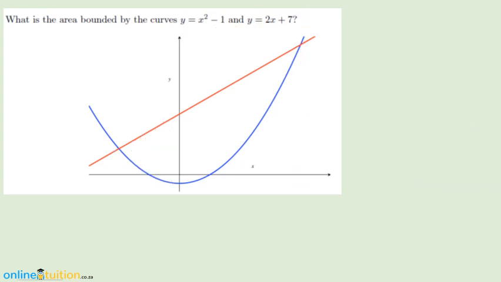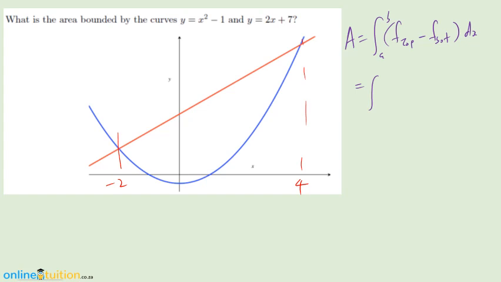Okay, so continuing from the previous slide, we had x equal to minus 2 there, and x equal to 4. So that's our bounds on the integral, and now we want to work out the area. That's pretty straightforward. We can see immediately the top function is the straight line. So let me go with the general formula, top minus bottom. We integrate with respect to x.